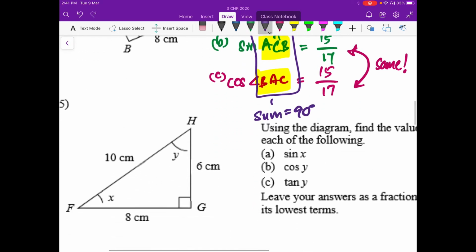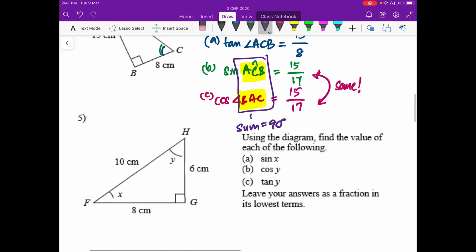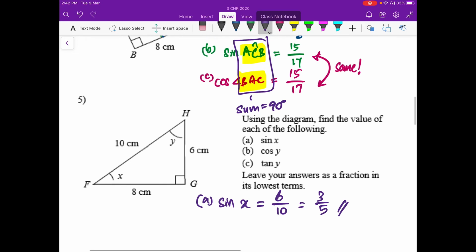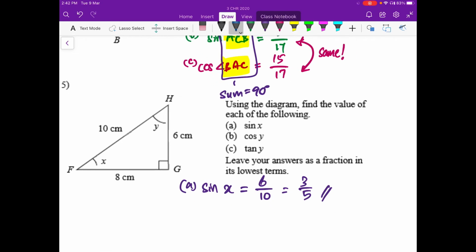So the last one on this page, sine x. Part A, opposite 6, hypotenuse 10. So you must simplify to 3 over 5. Cosine y: adjacent 6, hypotenuse 10 again. Same answer again.